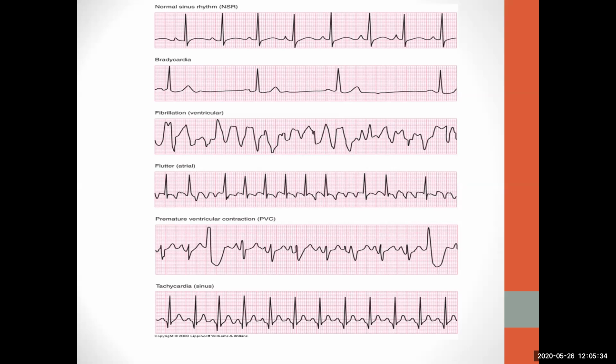And then PVCs are premature ventricular contractions. So you might have had one. It feels like a palpitation in your chest, like your heart skips a beat. Sometimes too much caffeine can cause that. Too much chocolate, things that can exert stress. And then tachycardia is when the heart rate is too fast.